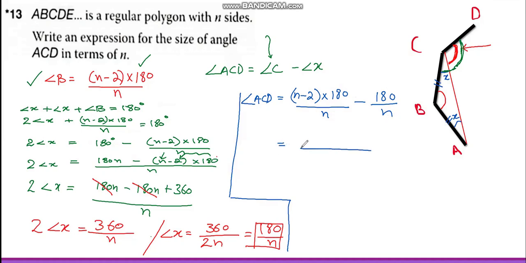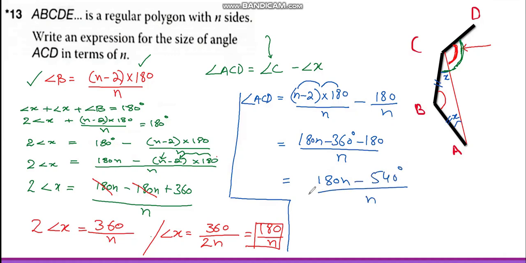Now if we solve it by taking the common denominator, so n is the common denominator, I can distribute 180 with both of these terms here. So I can write 180n minus 360 degrees minus 180. Further, if I simplify it, I will get 180n minus 540 degrees divided by n. So this is the general expression or equation to find the size of angle ACD, and this expression is in terms of n. Now let's proceed to the next question.